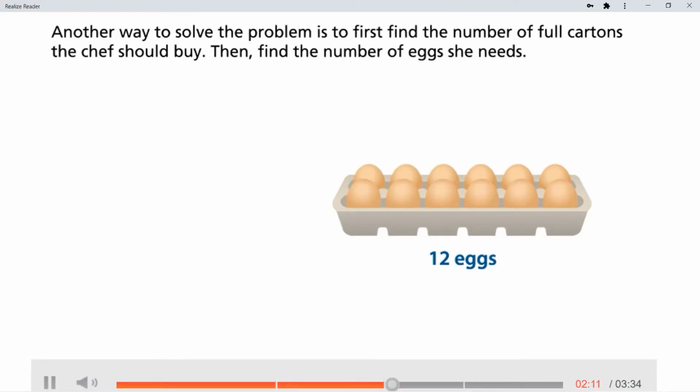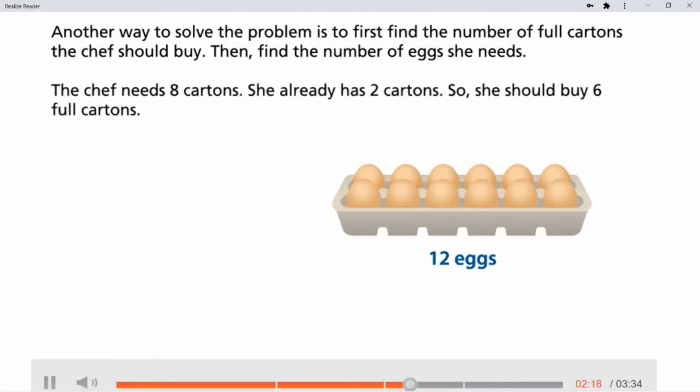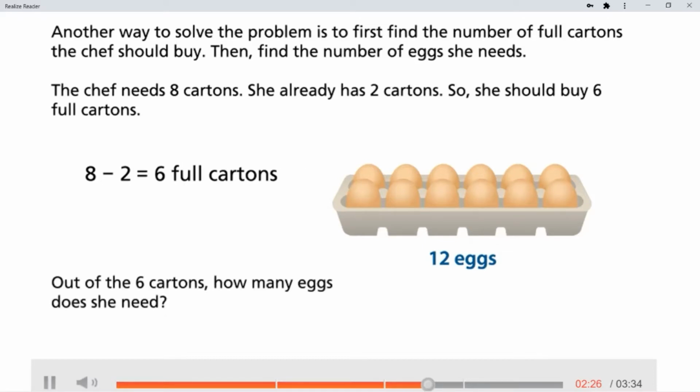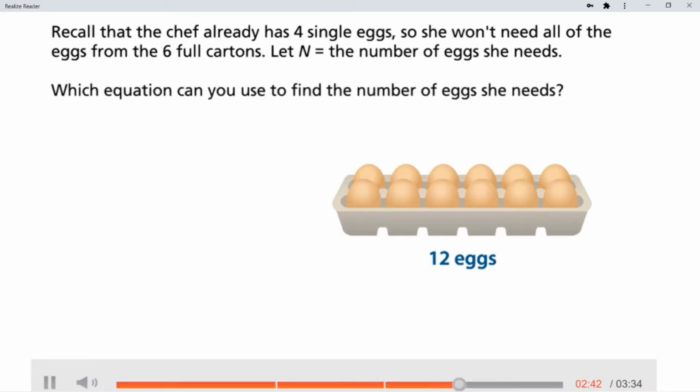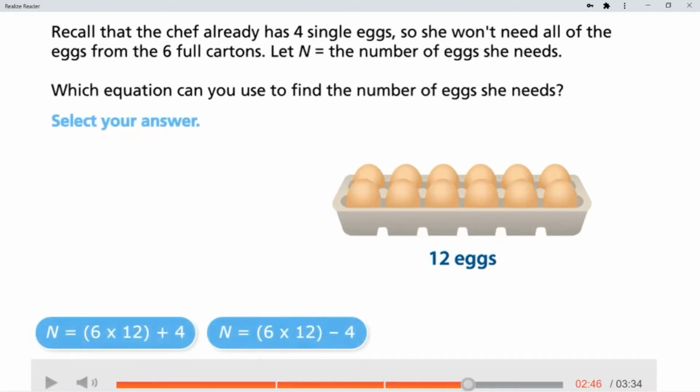Another way to solve the problem is to first find the number of full cartons the chef should buy, then find the number of eggs she needs. The chef needs 8 cartons. She already has 2 cartons, so she should buy 6 full cartons. Out of the 6 cartons, how many eggs does she need? Recall that the chef already has 4 single eggs, so she won't need all of the eggs from the 6 full cartons. Let n equal the number of eggs she needs. Which equation can you use to find the number of eggs she needs? Select your answer.